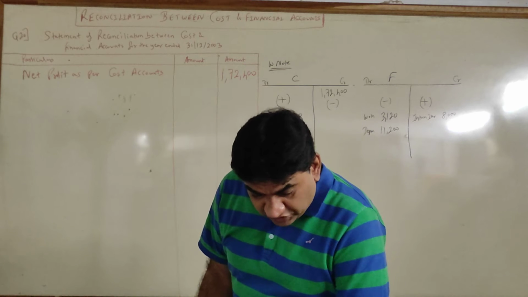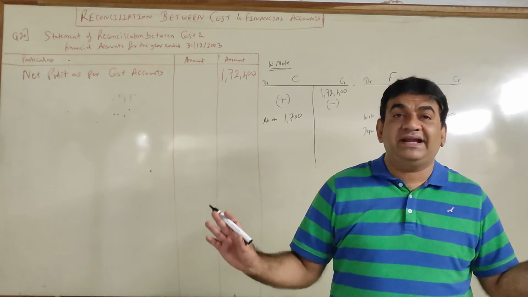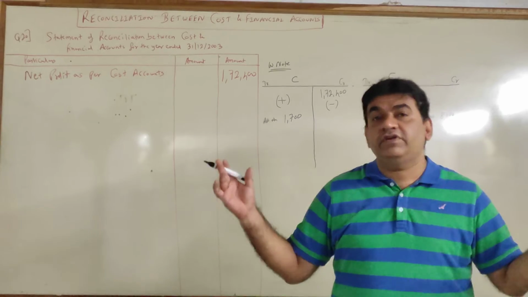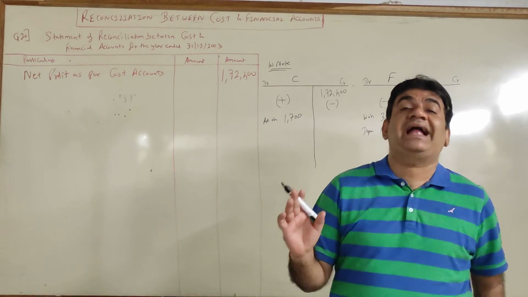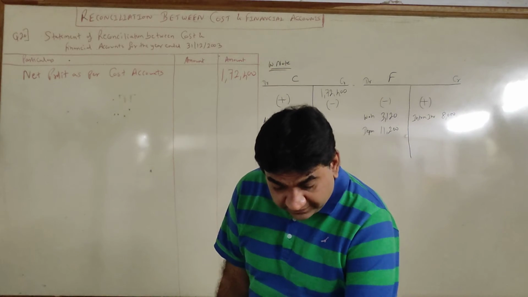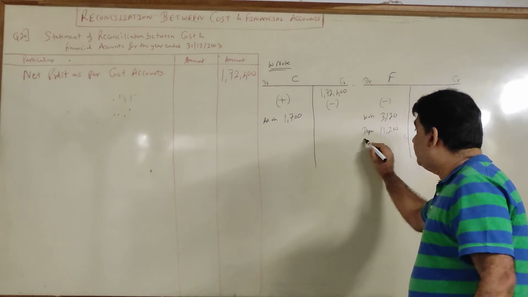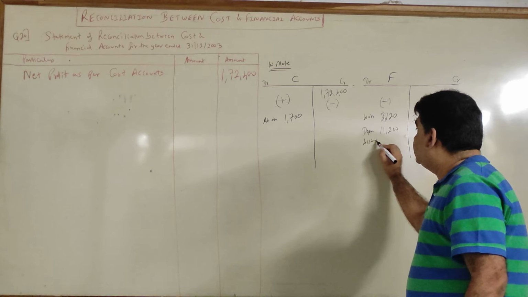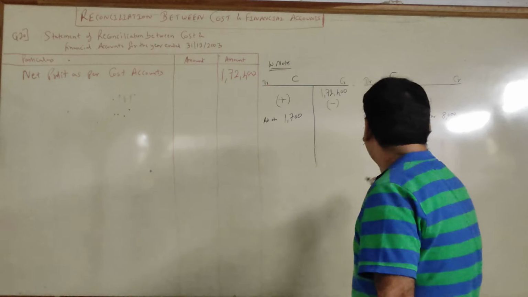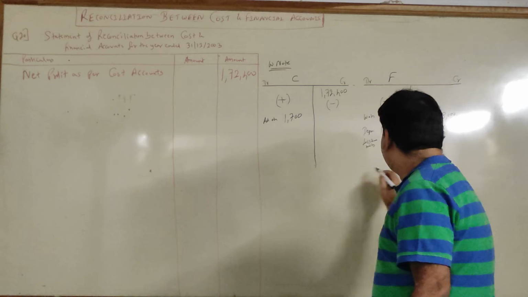Next, loss due to obsolescence charged in financial accounts. Obsolescence means the product has become outdated, so you couldn't sell it, or if you are able to sell it, you are able to sell it at a lower price. So it's a loss. What do they say? Charged in financial accounts only. So charge means loss, debit. So you can just write loss due to obsolescence. How much is it? 5,700.